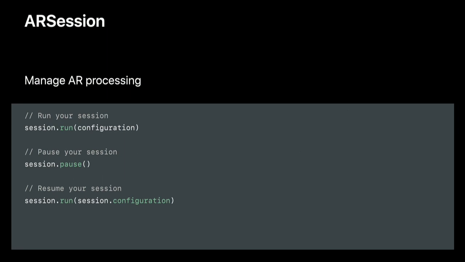And last, you can call run multiple times in order to transition between different configurations. So say I wanted to enable plane detection. I can change my configuration to enable plane detection, call run again on my session, and my session will automatically transition seamlessly between one configuration and another without dropping any camera images.